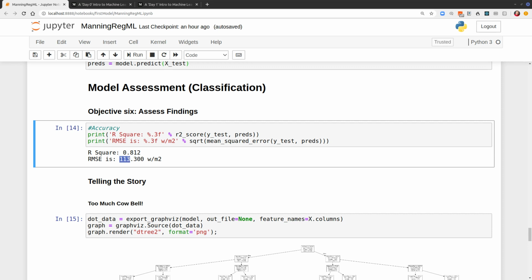Considering that the highest you can get on a really sunny day in Arizona is probably around 1200 to 1300 watts per meter squared, you're looking at around 7 or 8% error. And given that most of your solar panels are nowhere near that efficient, it's actually really good. So you've got a good performing model here. If you didn't, you'd have a lot of work to do.